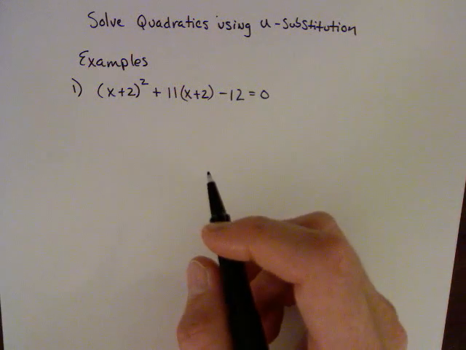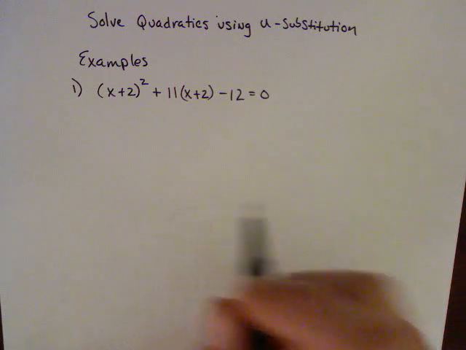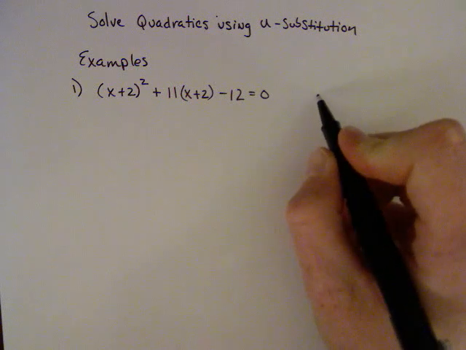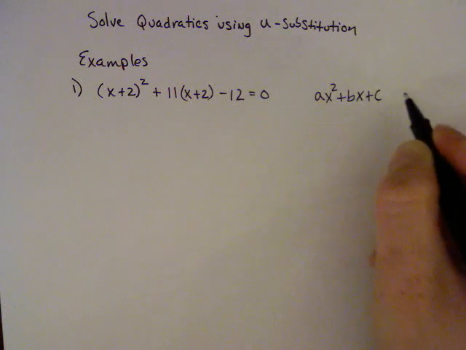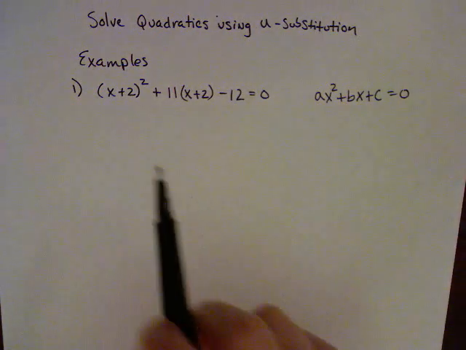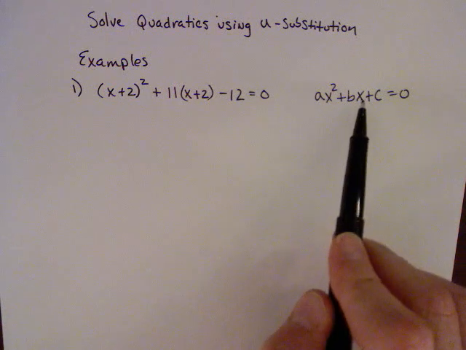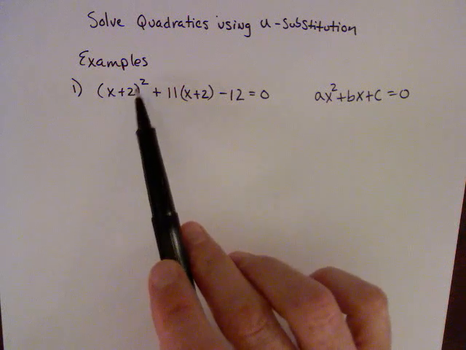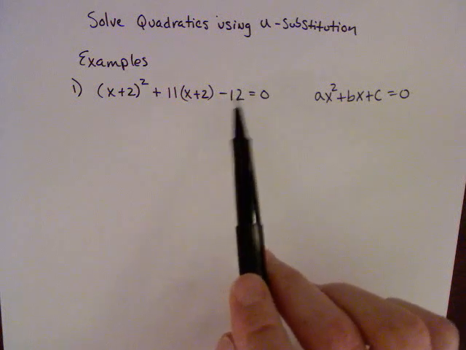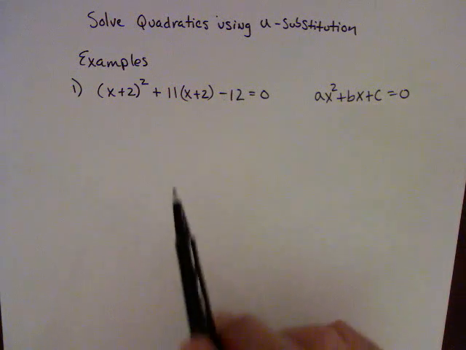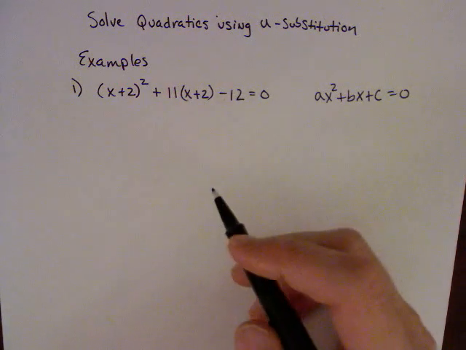In this lesson, we're going to solve an equation that looks like a quadratic, but not the conventional quadratic that you're used to seeing. We just got finished solving equations in the form of ax squared plus bx plus c equals 0. Notice this equation looks very similar, but instead of an x squared and an x, we have an expression x plus 2 squared plus 11 times x plus 2 minus 12 equals 0. We are going to make this equation look like this by using U-substitution.